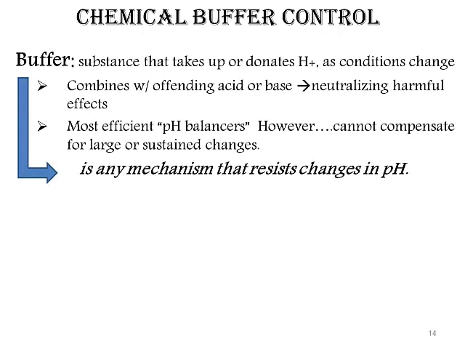Then the kidneys and the lungs complete the process. A buffer is a substance that takes up or donates hydrogen ions as conditions change. In other words, it is any mechanism that resists changes in pH. A buffer combines with the offending acid or base to neutralize its harmful effects. Chemical buffers are the most efficient pH balancers. However, they cannot compensate for large or sustained changes.